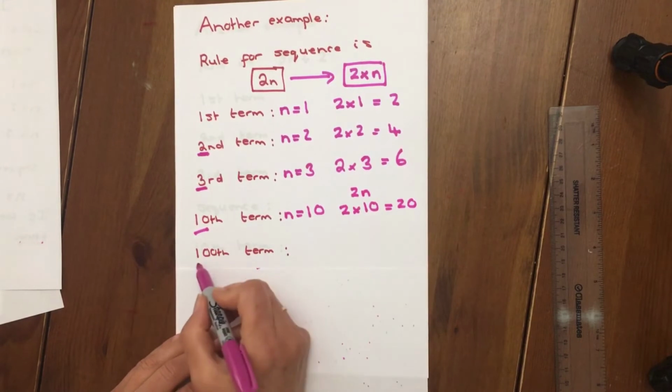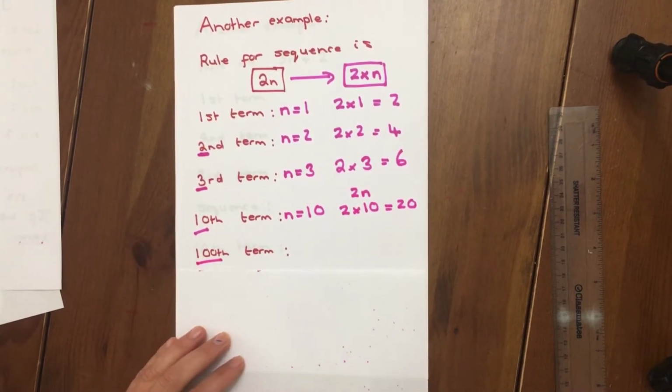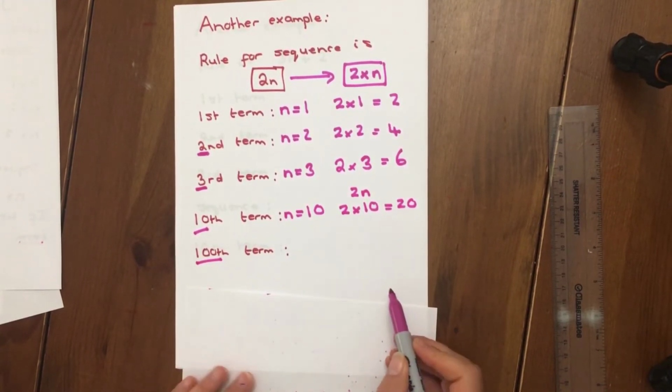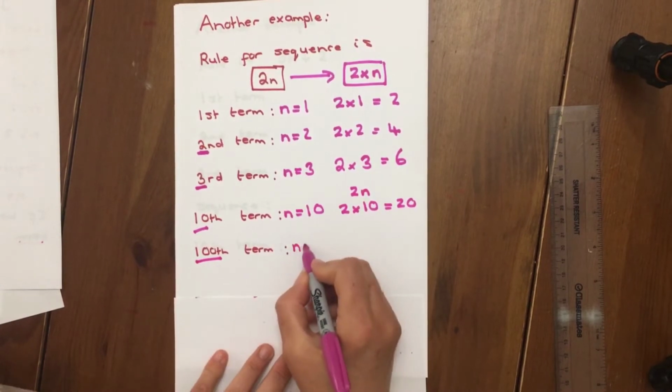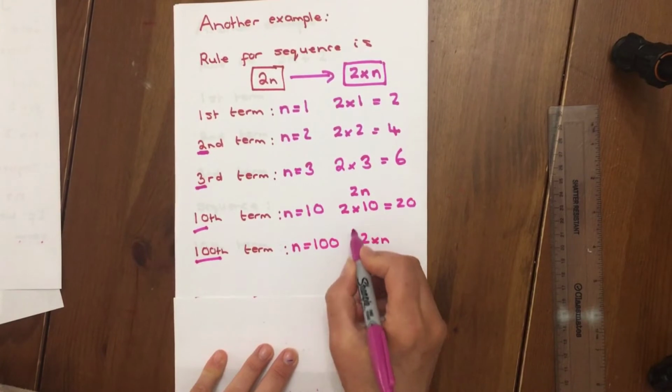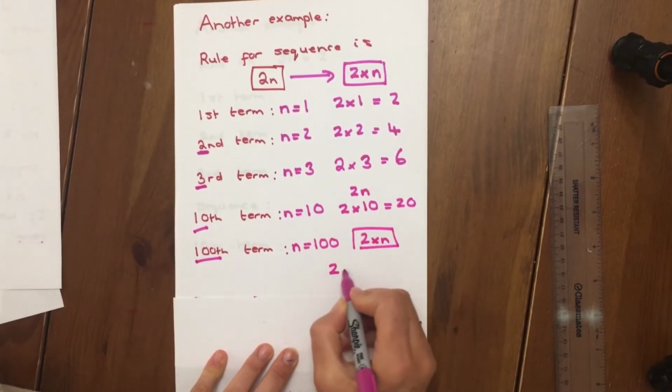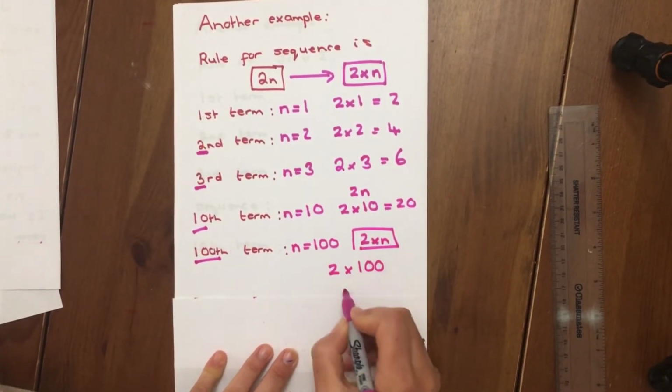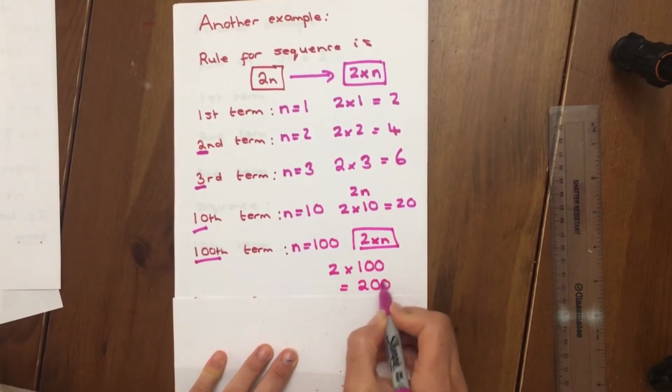What about if you were asked to find the 100th term? Well, rather than writing out 100 terms, all I do is put n equals 100 into my rule. So 2 times 100 is 200.